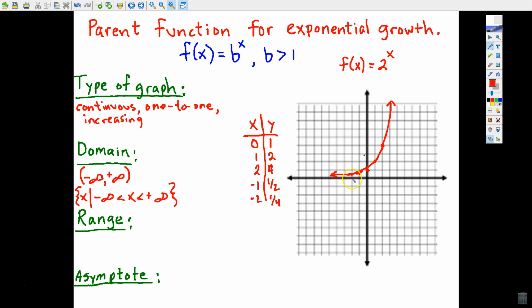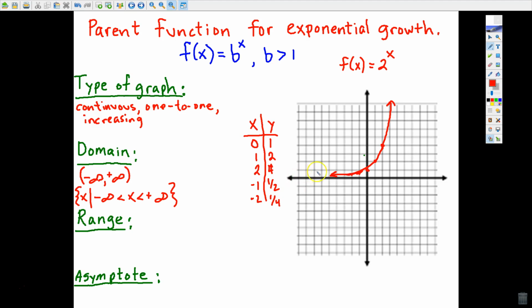Okay, so let's take a look at the range. Range means what y values are involved if we look up and down. Well, it doesn't go beyond or below the x-axis, obviously. It looks like it's getting really, really close, and we're going to talk about that more in just a minute. It's getting really close as we choose smaller values, more negative values for x. We just keep getting closer and closer to the x-axis, but the interesting thing is we will never touch it.